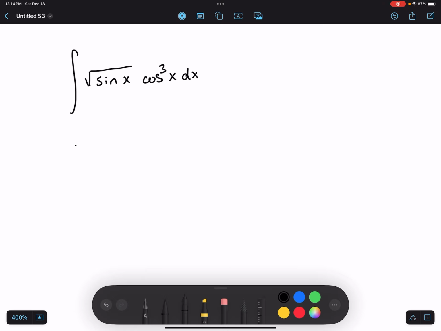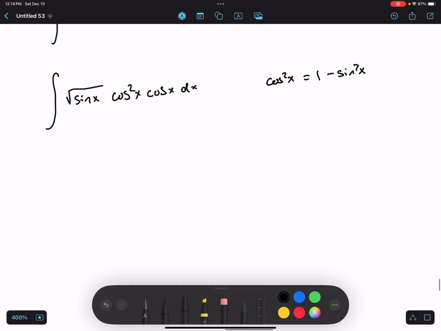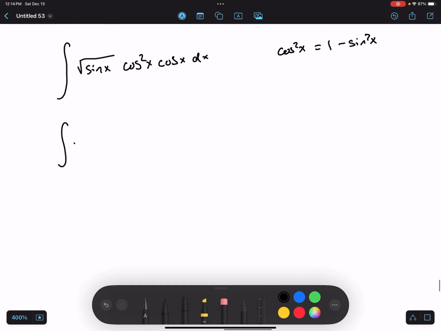So first up, we'll rewrite this as the integral of the square root of sine x times cosine squared x times cosine x dx. And then we'll call on our trig identity, which states that cosine squared x equals 1 minus sine squared x, and we'll rewrite this once more. We'll do the integral of the square root of sine x times 1 minus sine squared x times cosine x dx. And now we're ready to do a u-sub.